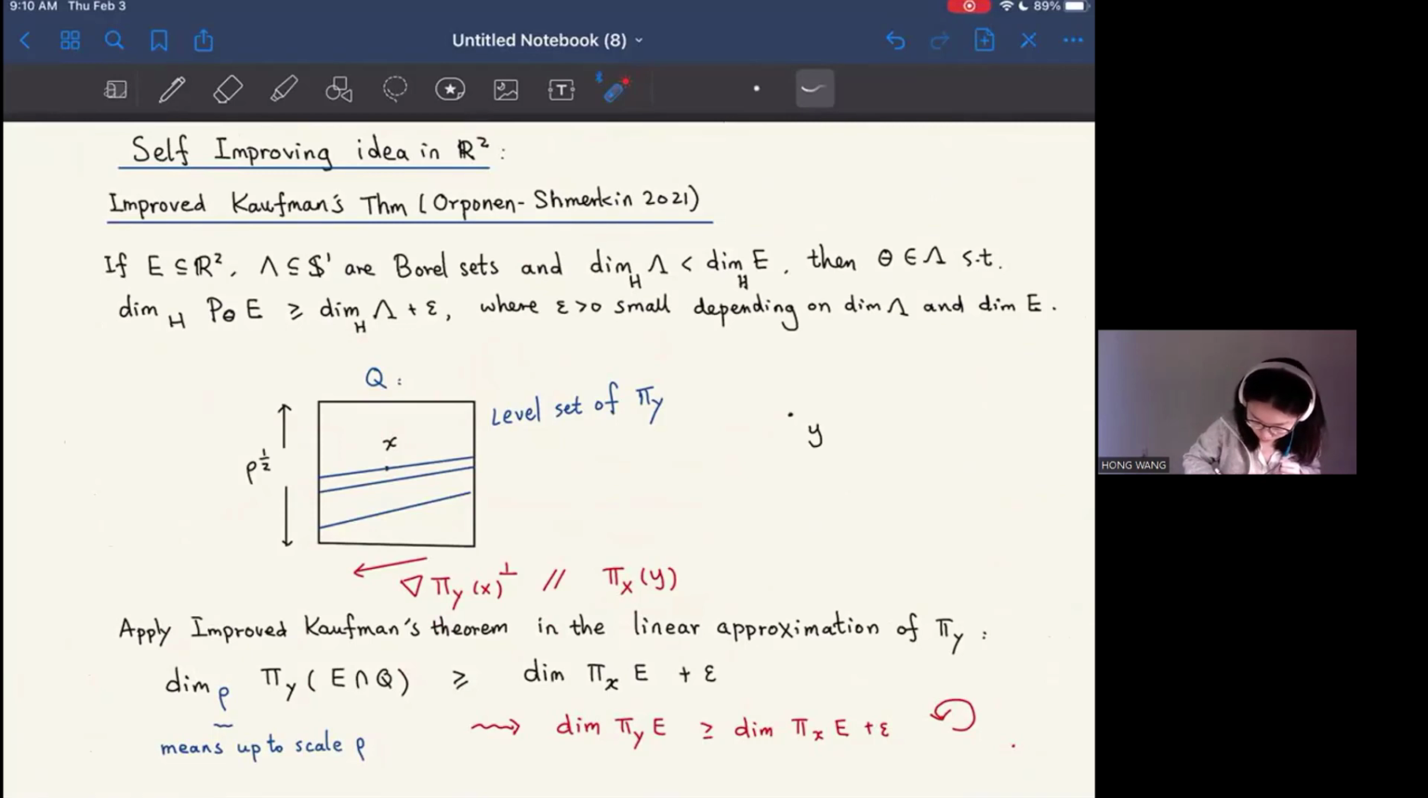So we apply the improved Kaufman theorem in the linear approximation of pi_y. By linear approximation, I really mean that we have a box of side length rho^(1/2), and we only care about things up to scale rho. This is the linear approximation, and it says that the dimension here, I'm being a little vague, this is not really dimension because it means up to scale rho, for pi_y of E intersect Q.